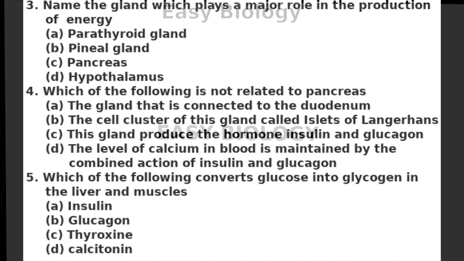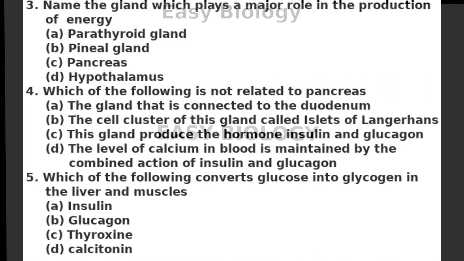Question number 3. Name the gland which plays a major role in the production of energy. A. Parathyroid gland. B. Pineal gland. C. Pancreas. D. Hypothalamus. The answer is pancreas.